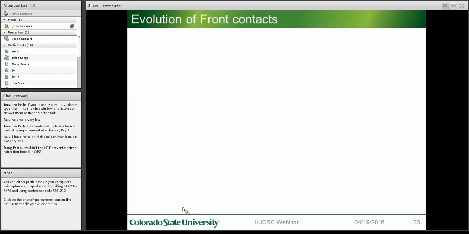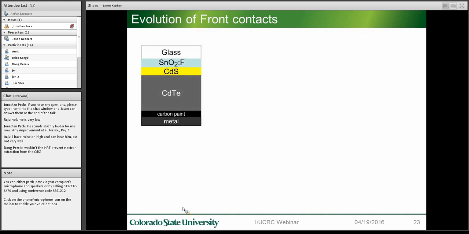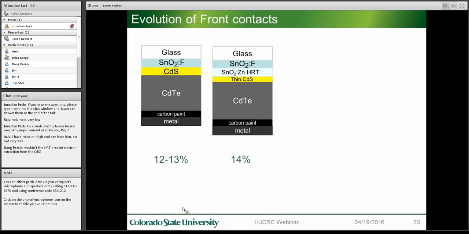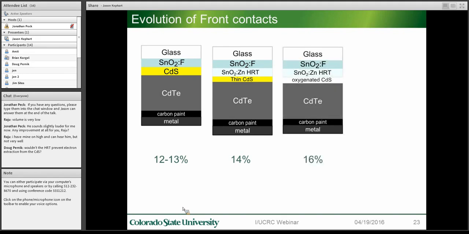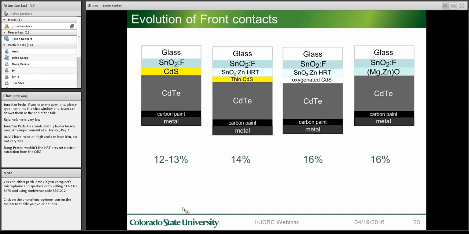So there's been an evolution of a variety of front contacts in our laboratory. We started off with this baseline device with 12 to 13% efficiency. We added an HRT and a thinner cadmium sulfide layer and made a slight improvement in efficiency. By changing the cadmium sulfide to oxygenated cadmium sulfide, we saw an increase in voltage and current, leading to efficiencies we measured over 16%. And finally, the MZO window layer produces similar efficiencies, but has the advantages I mentioned before, and maintains the simplicity of the original 12% device.